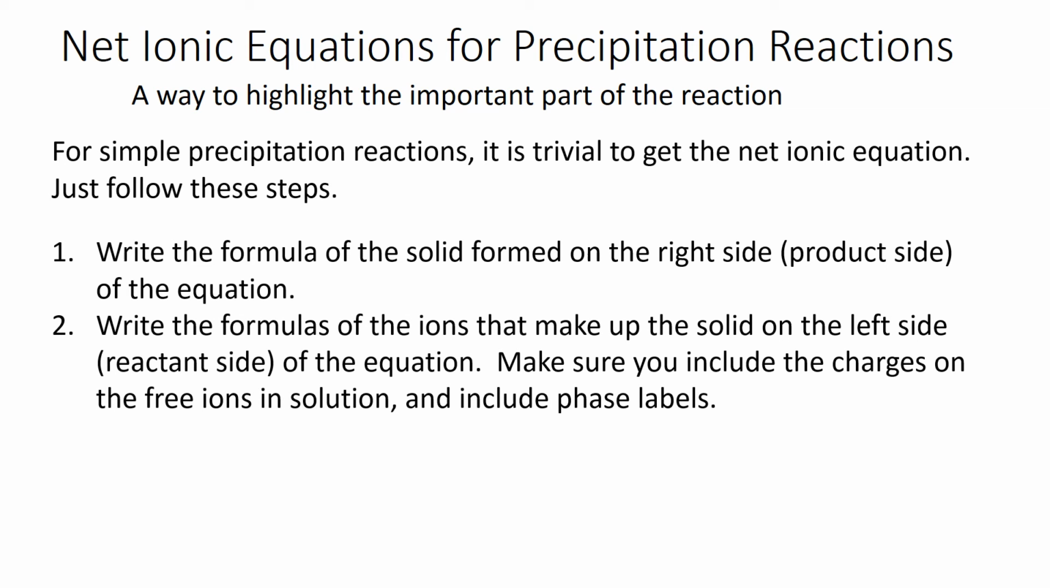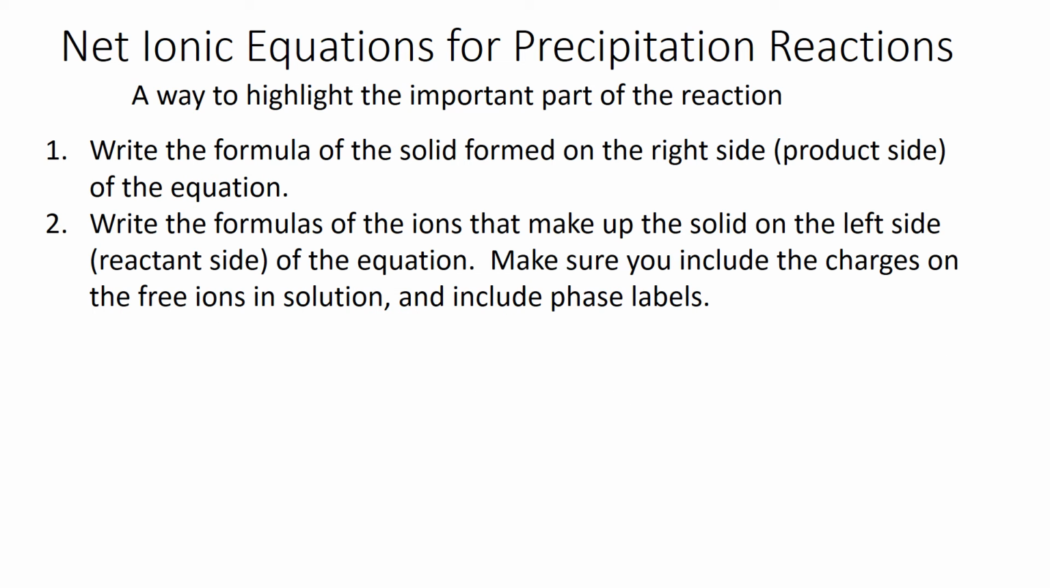Then we're going to write the formulas of the ions free in solution that make up the solid on the left side. When something is a free ion in solution, you need to show the charges on that ion. And if it's part of a compound that's written as a whole formula, you don't show charges. You're going to include phase labels for all of this. So let's go through an example to see how this is done.